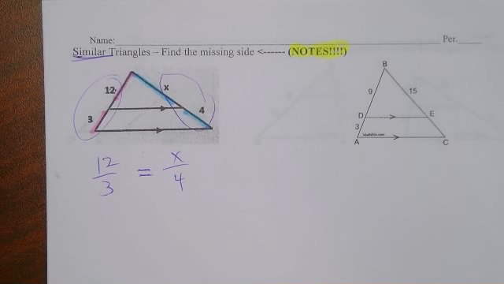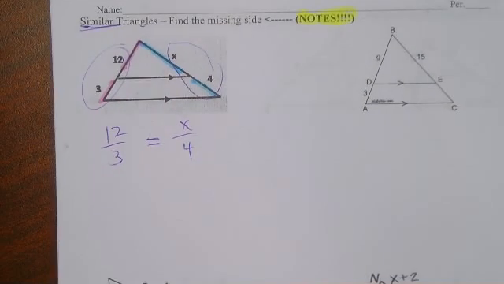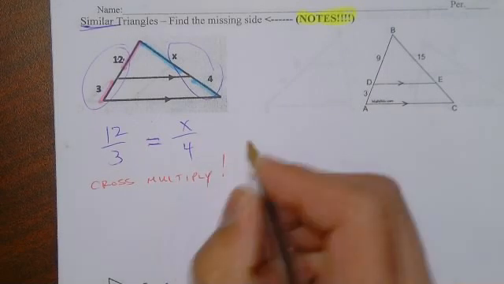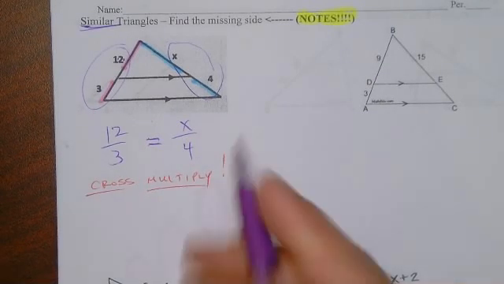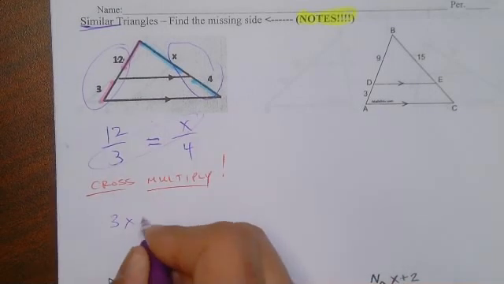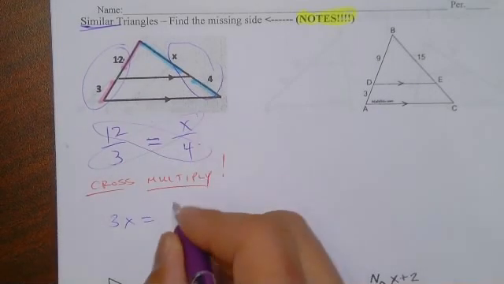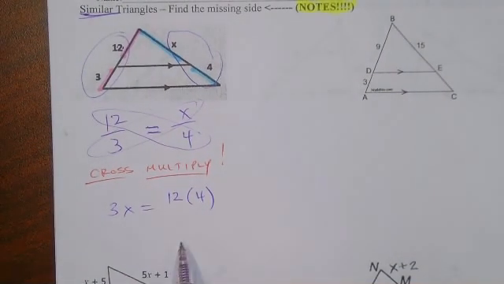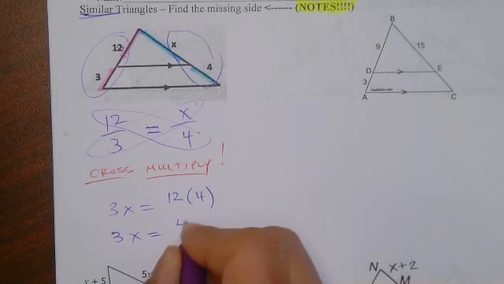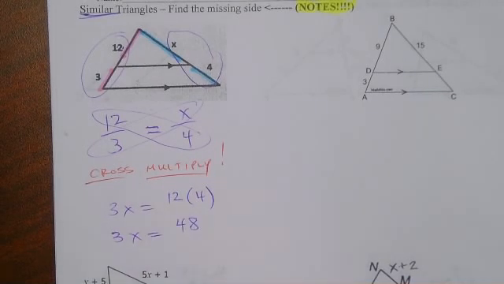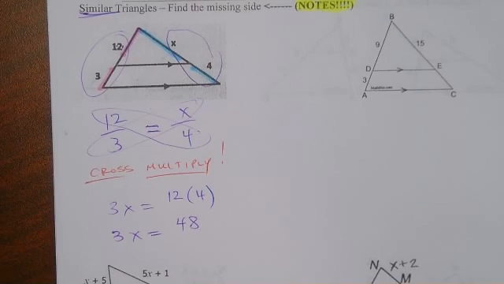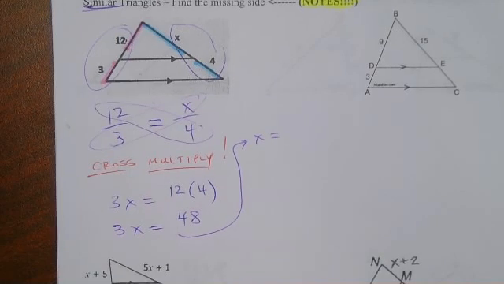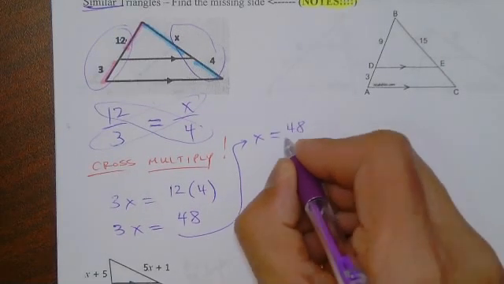Wow, here we go. These are the super easy ones, right? Cross multiply to solve this. And you're going to get what? 3x equals whatever 12 times 4 is. That's going to be 3x equals 48. 12 times 4 is 48. And you're going to get x is equal to what? 48 divided by 3.